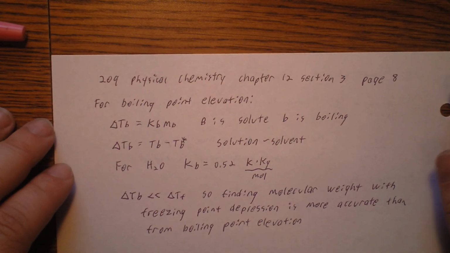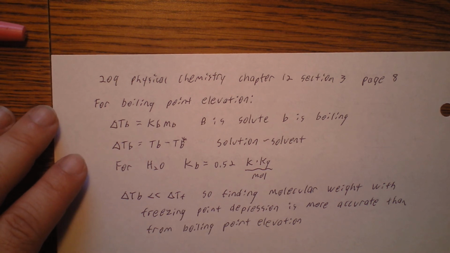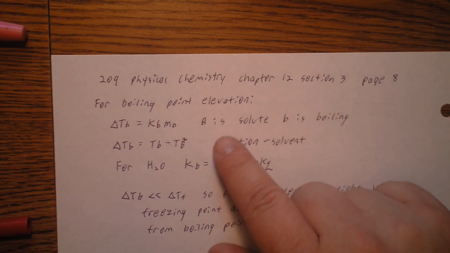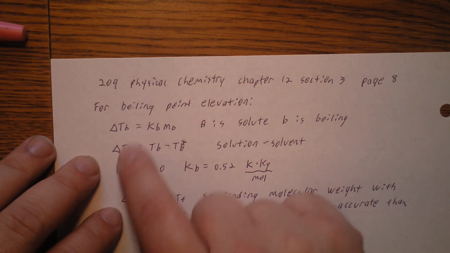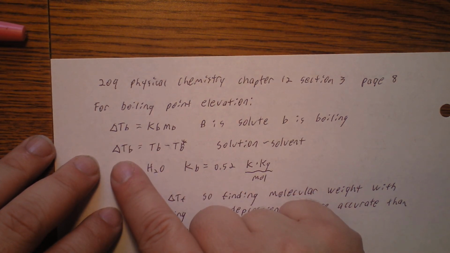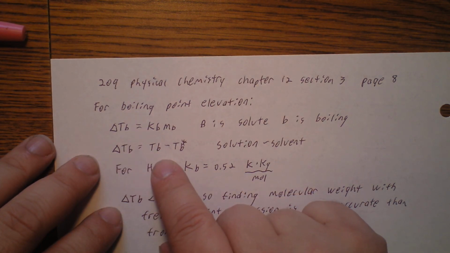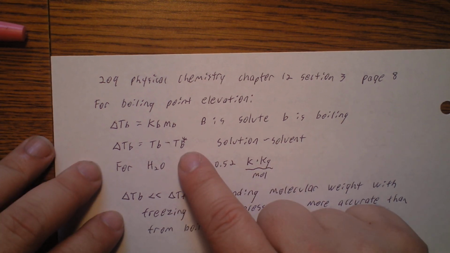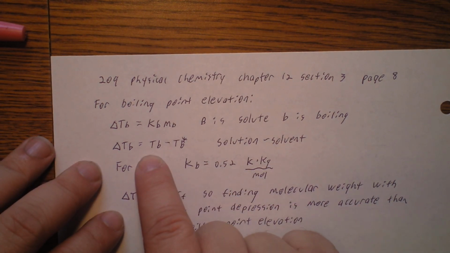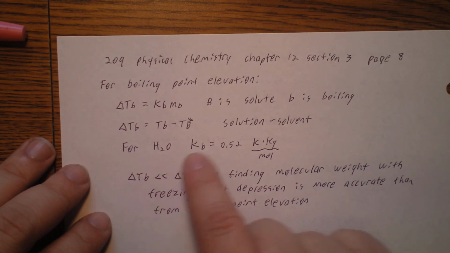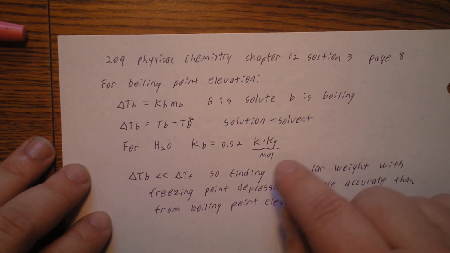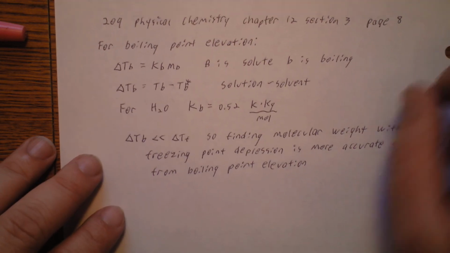Okay, so let's talk about boiling point elevation. The change in temperature of boiling is going to be equal to Kb times Mb. So remember, B is your solute, and this B is boiling. So the change in boiling temperature is going to be equal to the temperature of boiling of the solution minus the temperature of boiling of the pure solvent. So for H2O, Kb is equal to 0.52 Kelvin kilograms per mole.